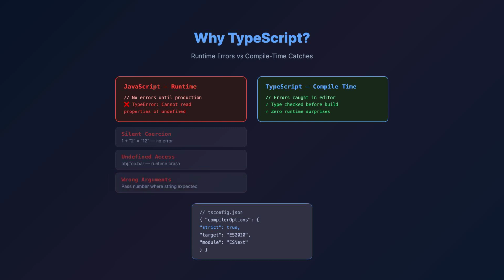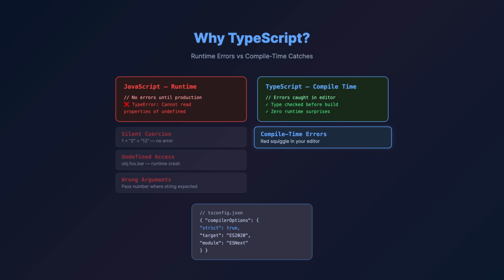TypeScript adds a type system on top of JavaScript. You write TypeScript, the compiler checks your types, then it outputs plain JavaScript. The key difference: errors move from runtime to compile time. You see the red squiggle in your editor, not a crash in production.